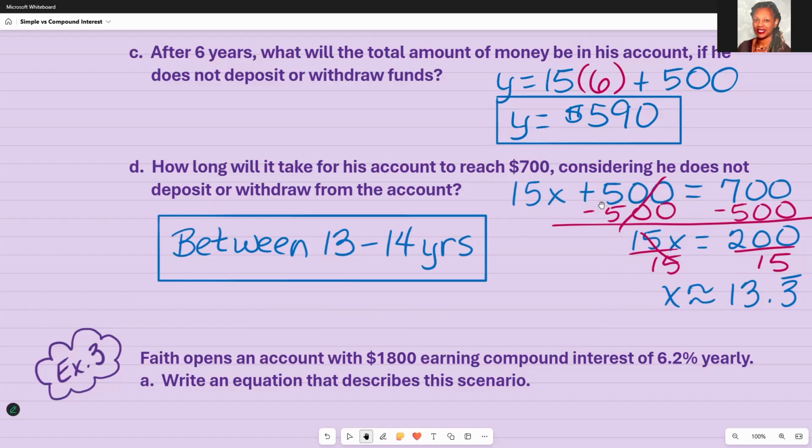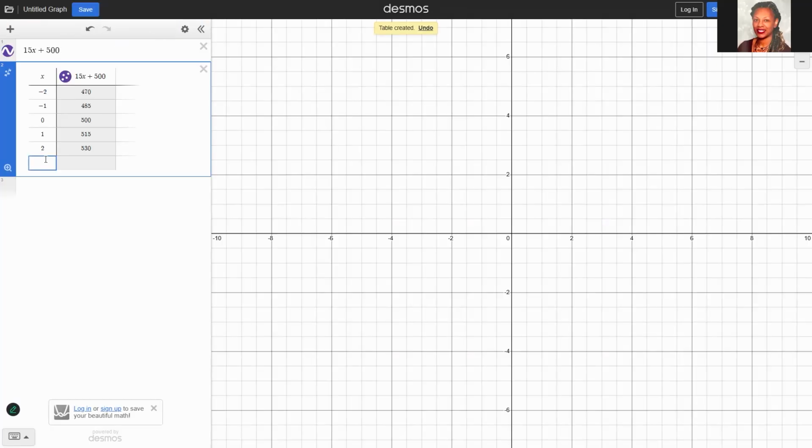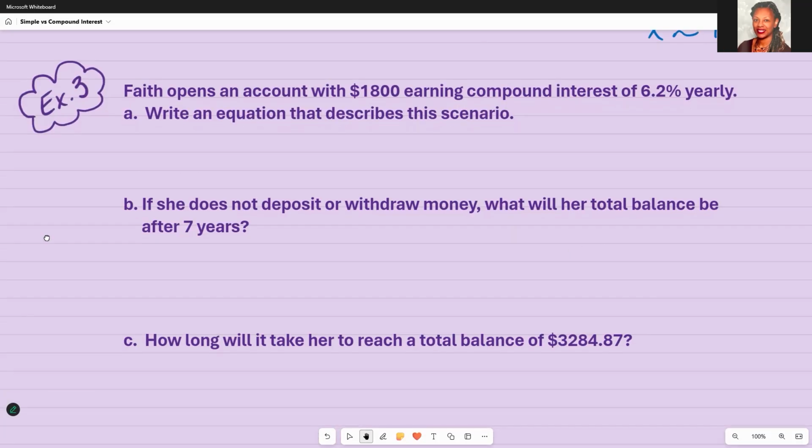Let's go to Desmos to see how long it's going to take to reach $700. Type in your equation and go to your table. You can just type in the next number. Keep hitting enter until you see the value that you're looking for under the Y column. It's going to be after 13, but before 14. So that's why I said between 13 and 14 is when you will actually see that it's going to reach $700.